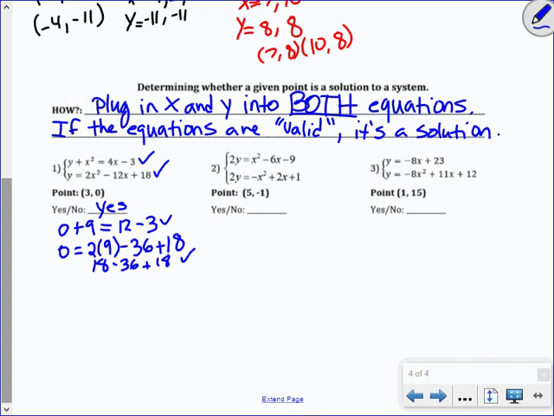You don't actually have to solve the system to see if the solution you get ends up being (3, 0). You can check and see if a point is the solution by just plugging it in. Okay?